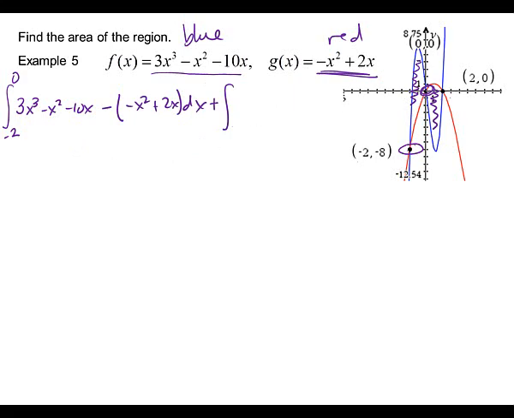What is the lower limit on that region where the red one's on the top? Where does it start? Still starts at 0. Where does it end? Where's this x value right there on that point? 2. Good. Now, the red graph is on the top. The blue graph is on the bottom. So now I have to do the red one first, minus the blue one, which was 3x cubed minus x squared minus 10x dx.